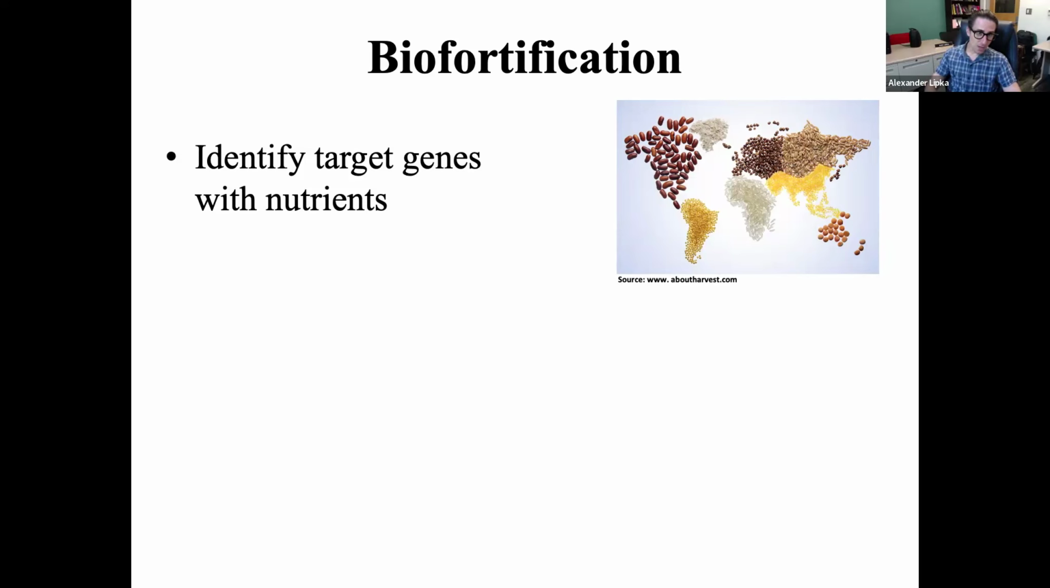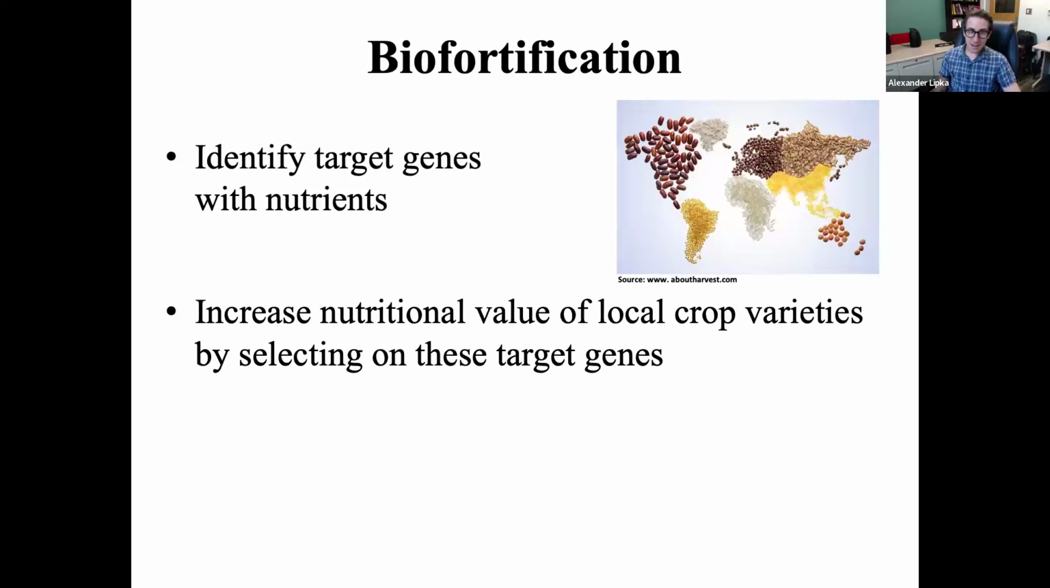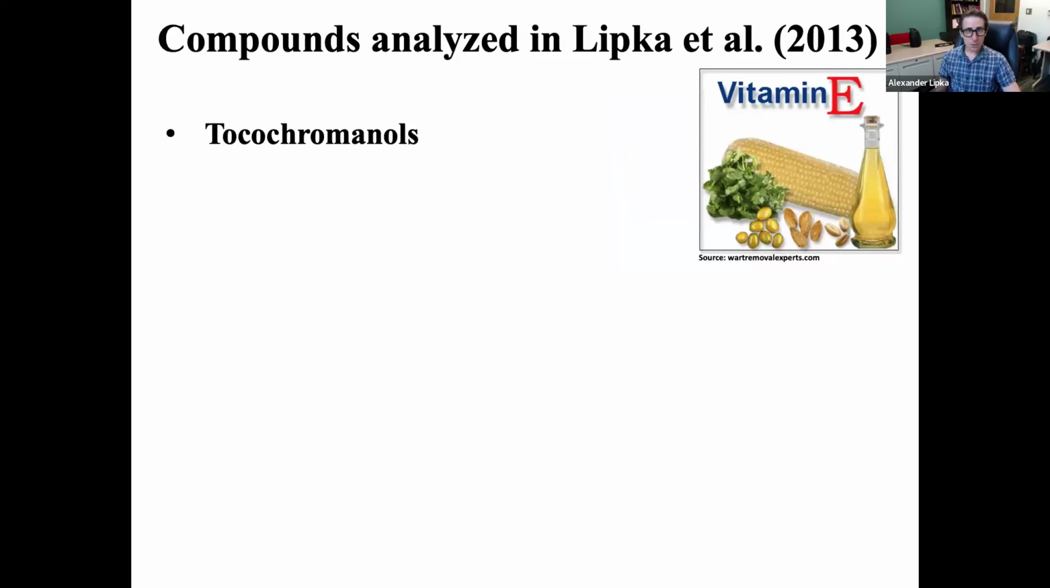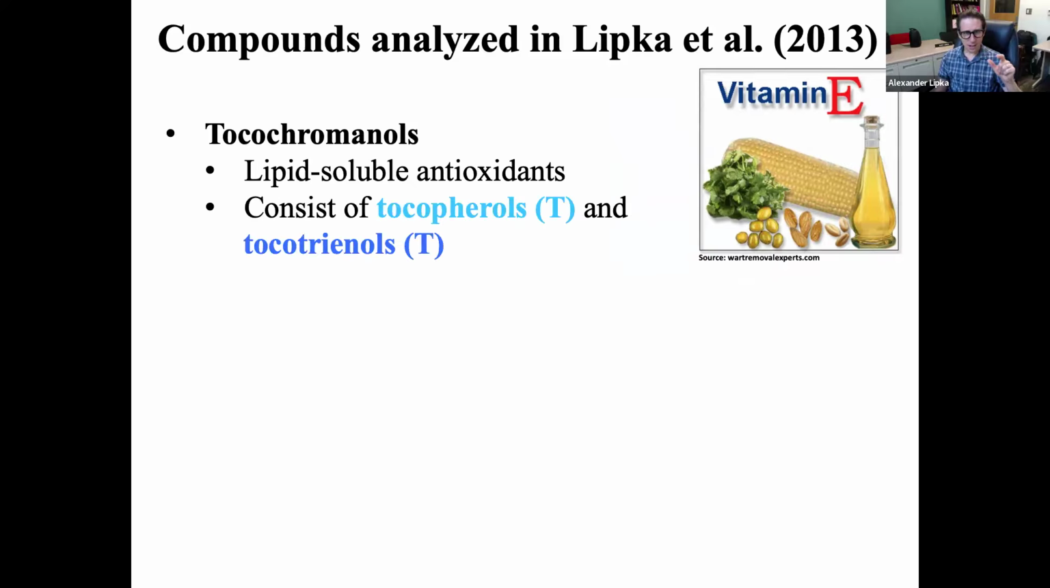So biofortification, the purpose is to identify target genes with nutritional content. And then you can increase the nutritional value of local crop varieties by selecting on these target genes, and it results in an increased availability of essential nutrients. The GWAS data that we're going to look at, full disclosure, we already talked about these data on Monday, but we're looking at these compounds called tocochromanols, and they're antioxidants. They consist of tocopherols and tocotrienols.